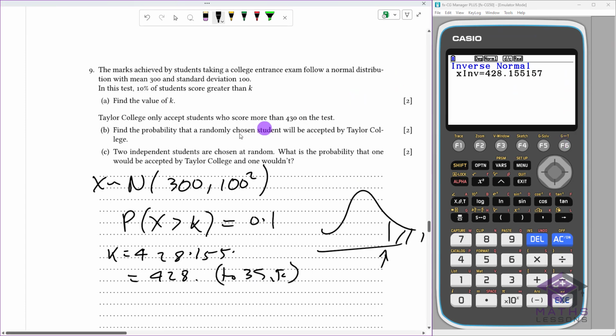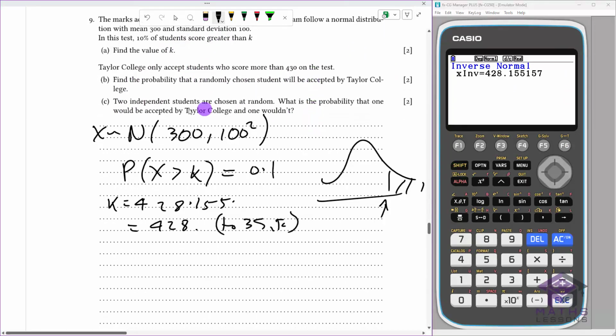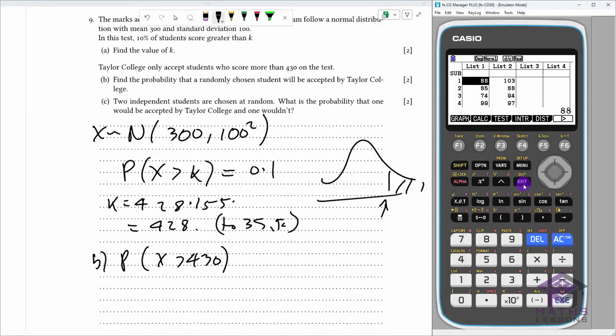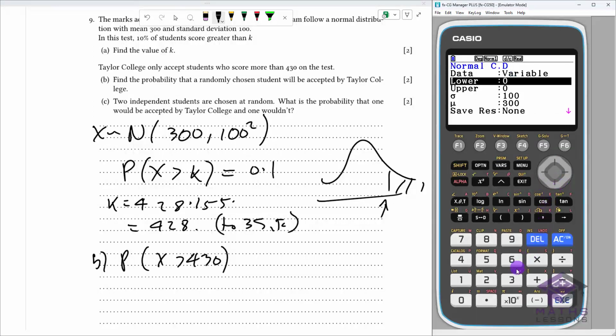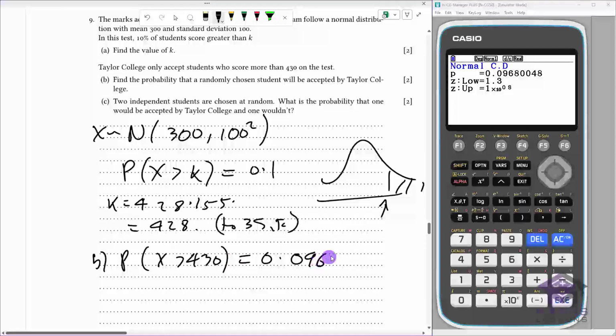Now, moving on. So we want to find the probability that someone gets accepted. So P of X is bigger than 430. What we're going to do is we're going to go exit, and we go distribution, go normal. We want to find the probability that somebody's bigger than 430. So put that in, put in something ridiculously large here, and we've got the same mean and standard deviation, and we get our probability, and that comes out to be 0.0968.